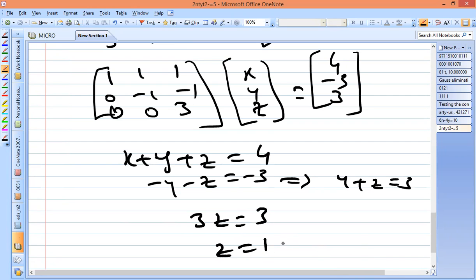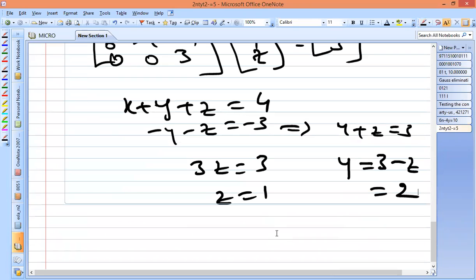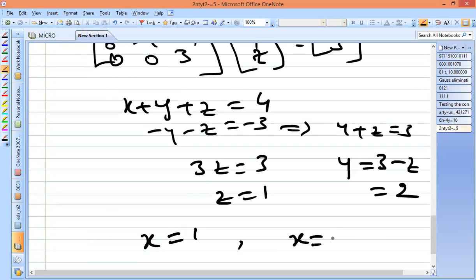Right? So when z is equal to 1, what is y? y is 3 minus z, which is equal to 2. And what about x? x is 4 minus y minus z, which is also equal to 1. So here it is having a unique solution with x equal to 1, y equal to 2, and z equal to 1.